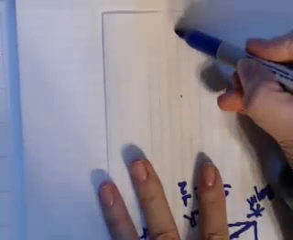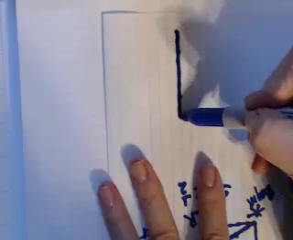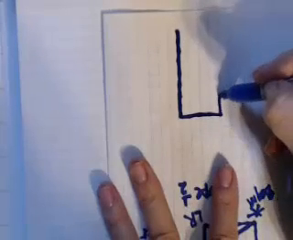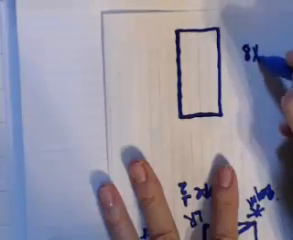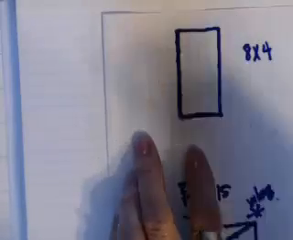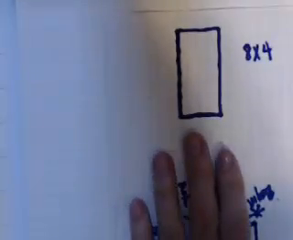Now, a typical billiard table is twice as long as it is wide. So if I had the typical billiard table that's 8 feet long, it would be 4 feet wide. So 8 is the vertical, 4 is the horizontal. So typically it's twice as long as it is wide.